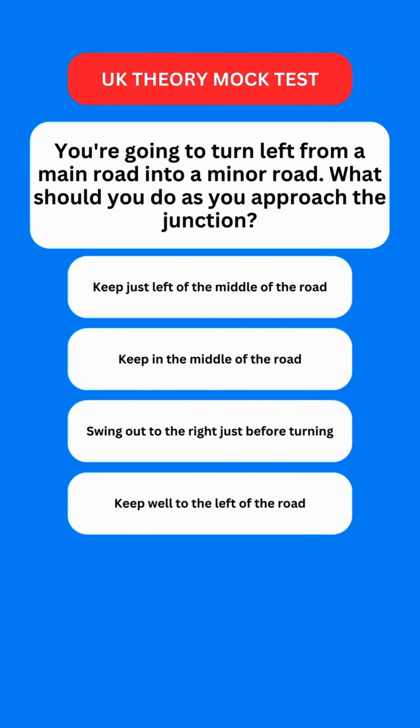Next question is, you're going to turn left from a main road into a minor road. What should you do as you approach the junction? Options are keep just left of the middle of the road, keep in the middle of the road, swing out to the right just before turning, or keep well to the left of the road. So the correct option is the last one. As you approach the junction, you should keep well to the left of the road.